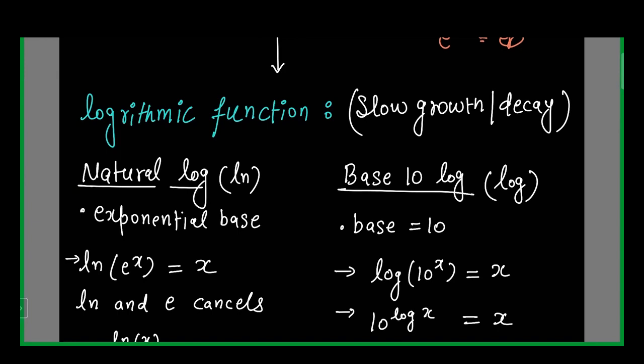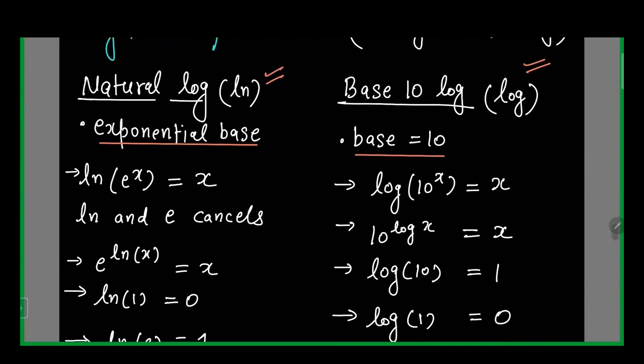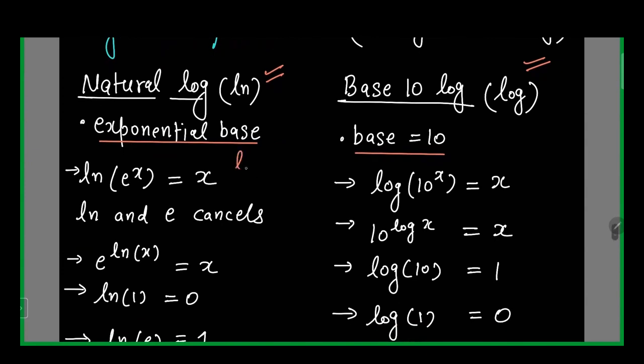Now, there are two kinds of logarithmic functions that you might be aware of. Number one is the natural log and the other is log base 10. The natural log is represented by ln and the base 10 log is represented by log. So in ln, the base is e and in log, the base is 10. So what does this base mean? Base means if you do ln e raised to x, your ln and e will cancel each other and all you will be left with is x.